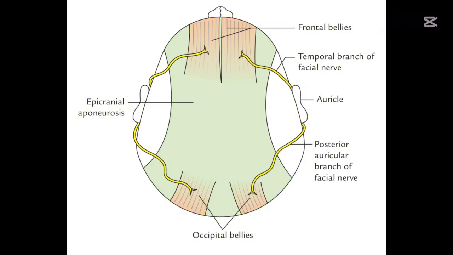Posterior auricular, back of the ear. Auricle is the ear, back of the ear, posterior auricular. You get it now? It's so simple. We got the terminal branches of the facial nerve. You can see the cervical branch, you can see the marginal mandibular branch, you can see most of the nerve. We'll talk about them. I just don't want to talk everything about them now.